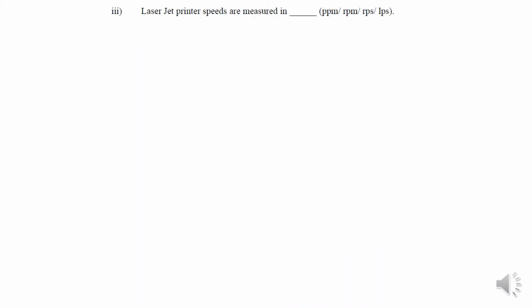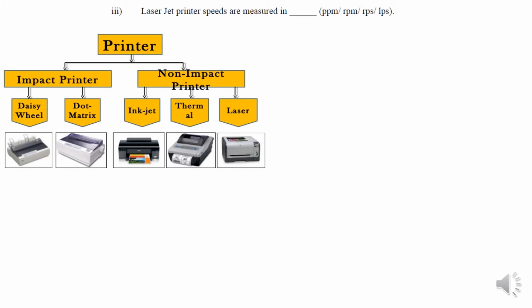Okay, next question. The LaserJet printer speeds are measured in what unit? LaserJet printer speed is measured in which unit? ppm, rpm, rps or lps? Now before going forward with the answer, let's know what the different kinds of printers available are. Mainly, in a broad category, there are two kinds of printers. One is called impact printer, another is non-impact printer.